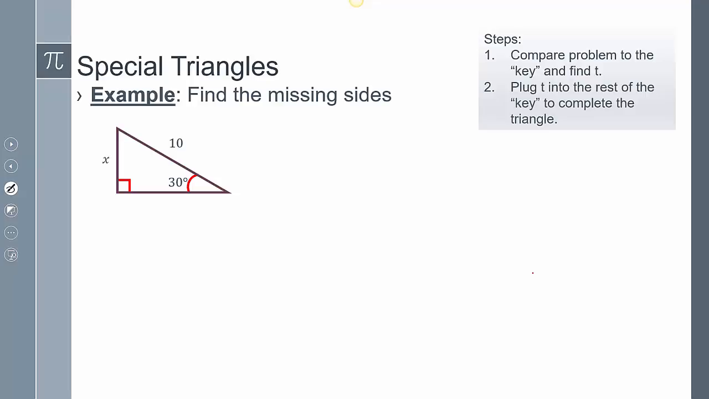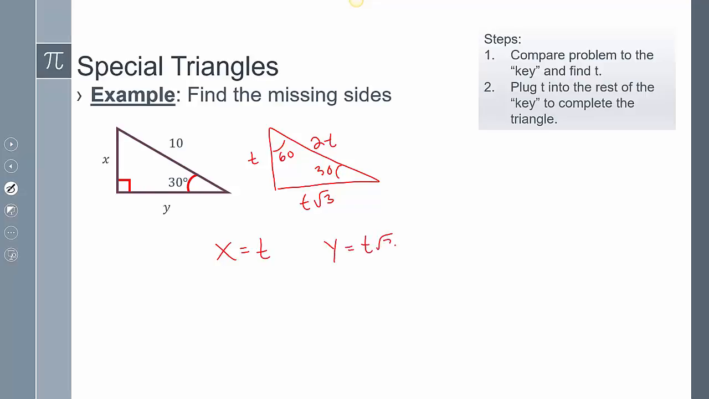For this one here, I can find what my x and y is. I have to compare it to my 30, 60, 90 triangle. So we said that's 60 and that's 30. Well, we said this is t, the longest leg is t root 3, and this is going to be 2t. So that means I can make the statement x equals t, y equals t root 3, and 10 equals 2t.